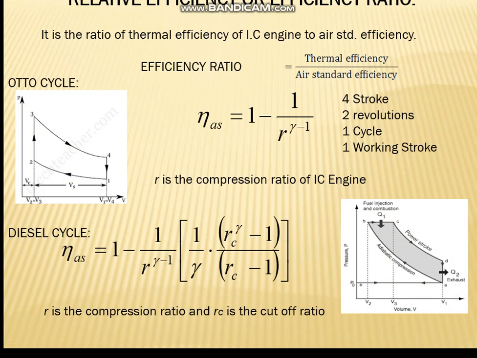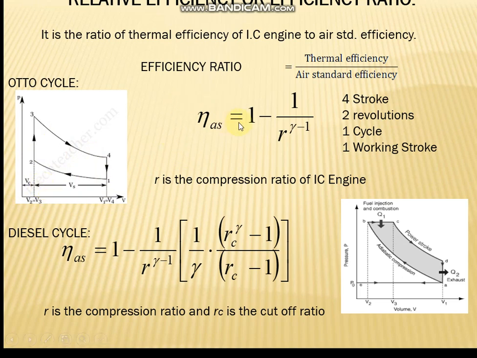Now we see relative efficiency. The relative efficiency is the ratio of thermal efficiency of the IC engine to the air standard efficiency. So efficiency ratio is thermal efficiency upon air standard efficiency. We know that for the Otto cycle, 1, 2, 3, 4: compression, constant volume combustion, expansion, and exhaust. This is the swept volume, this is the clearance volume.